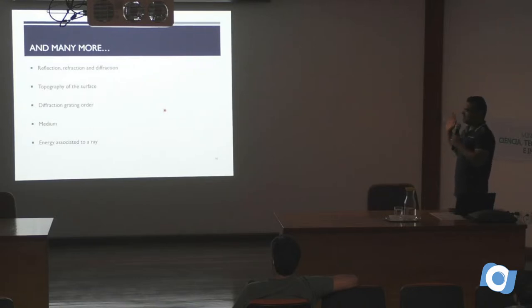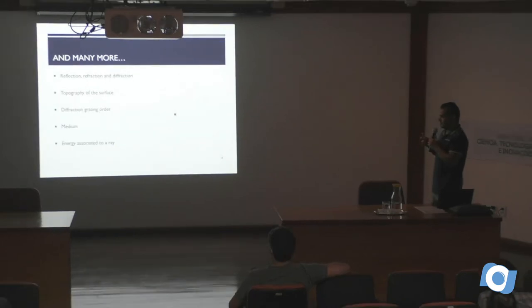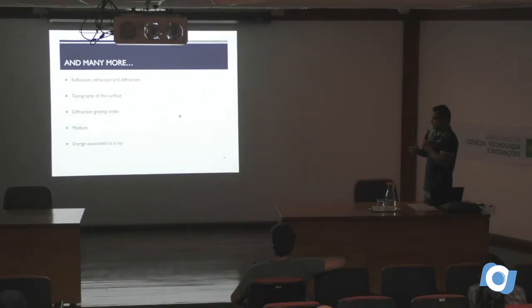And like I said, there are many more things that we can do to these objects. We can include properties of reflection, refraction, or diffraction. For example, we can have an optical surface composed of stripes. And what is that? A diffraction grid, right? And we can calculate the diffraction order. We can change the media after the optical element. We can change the energy of the rays, which is related to the wavelength, etc. Okay, we have much control over the whole system.